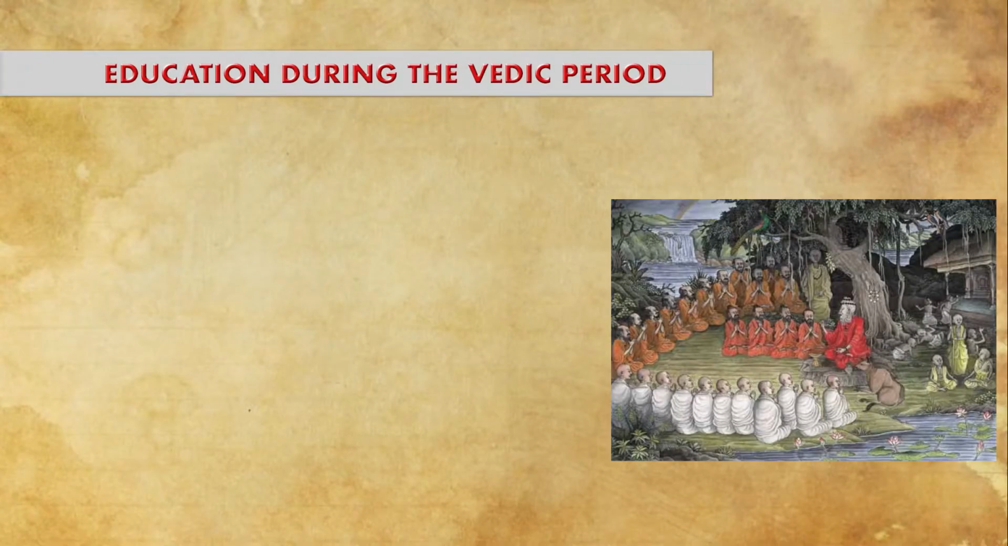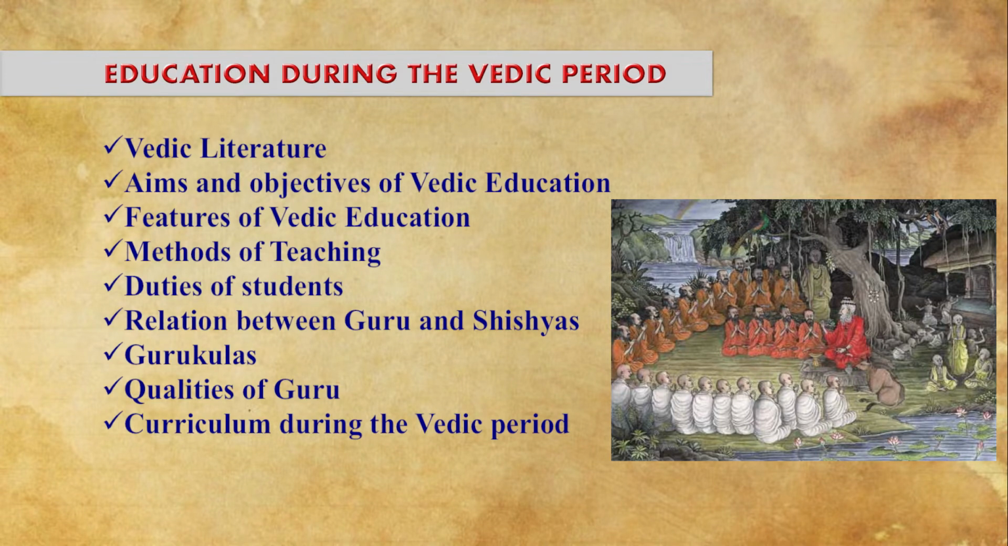Education during the Vedic period, we will look into what was the Vedic literature, aims and objectives of Vedic education, the features of Vedic education, the different methods which were used during the Vedic period, how were the duties performed by the students, and what type of cordial relationship did the gurus and the Shishyas have. We will be also taking into consideration the Gurukulas and the qualities of the guru during Vedic period. What was the curriculum followed during the Vedic period?